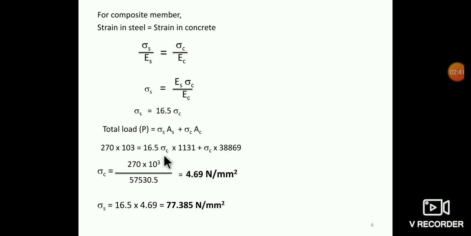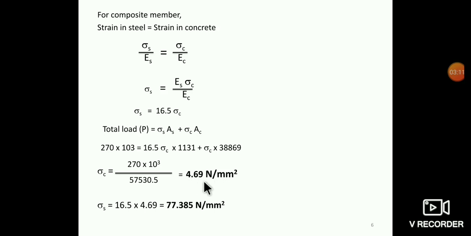So the right hand term on the calculator you can calculate keeping sigma c as it is. We get the value 57530.5. Left hand side as it is. Now keep this sigma c on one side and take all the numericals on the right side as the denominator of 270 into 10 to 3, which is 57530.5. So ultimately by calculation we get sigma c is equal to 4.69 Newton per mm square.